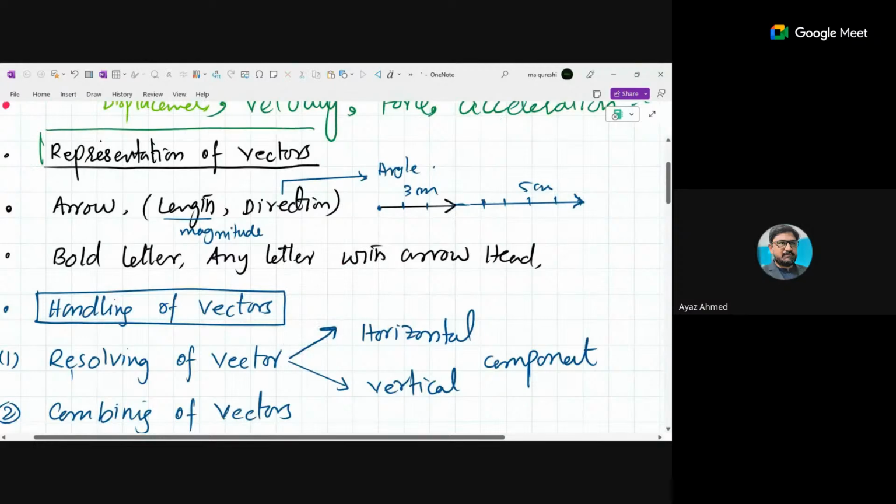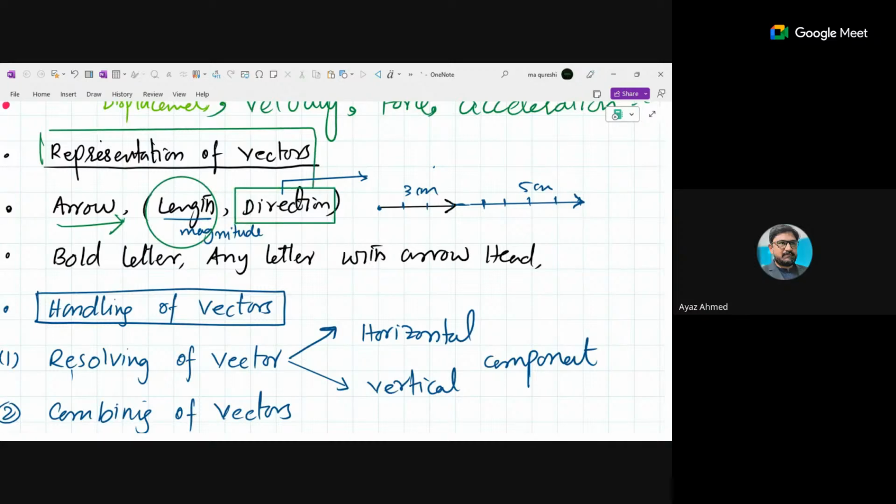One, how to represent a vector. A vector is represented with the help of an arrow. That arrow has two aspects. One is its length, and the second one is its direction. The length of the arrow shows the magnitude, and definitely it shows the direction of the vector.